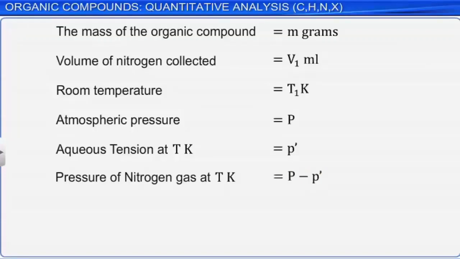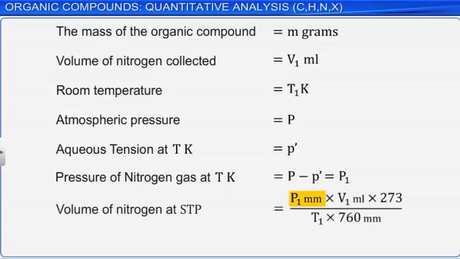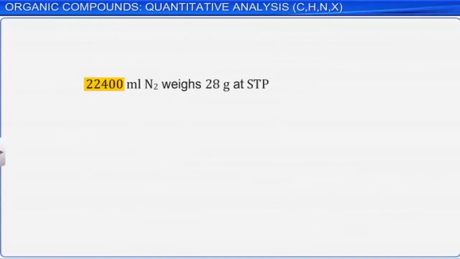Then, the volume of nitrogen at STP is equal to P1 mm multiplied by V1 ml multiplied by 273 Kelvin divided by the product of T1 Kelvin and 760 mm. Let's assume that the resultant volume is V ml. As we know, 22,400 ml of nitrogen weigh 28 grams at STP. Therefore, V ml nitrogen at STP weighs 28 multiplied by V ml divided by 22,400 ml.